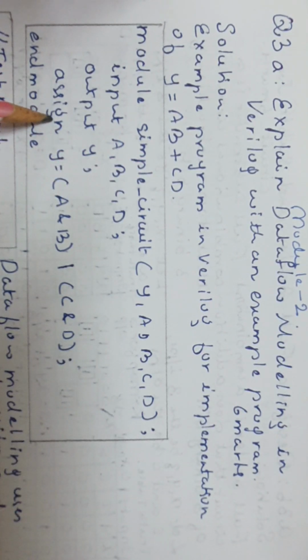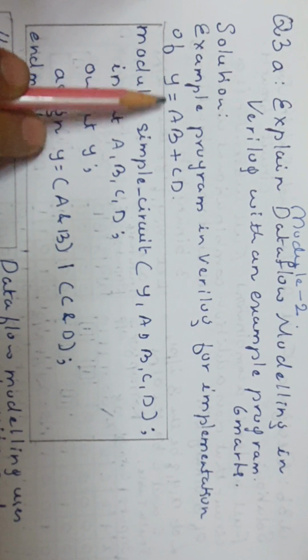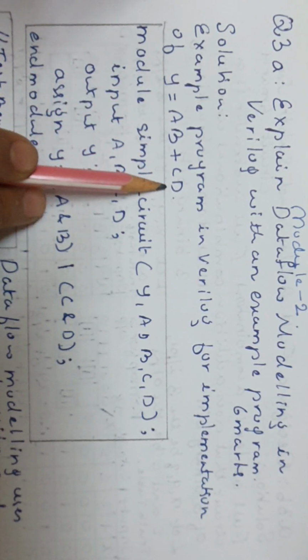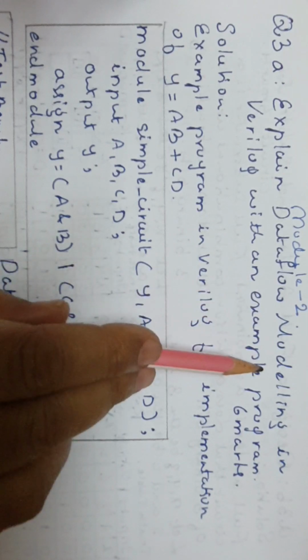So this is the processing statement, that is, this implements the functionality. Here assign is the reserved word, and operators are used in data flow modeling. Assign y equal to a logically ANDed with b within brackets, and c logically ANDed with d within brackets, both are logically ORed. The pipe operator is the symbol for logical OR, and the ampersand operator is for logical AND. So this statement implements y equal to AB plus CD in data flow modeling.